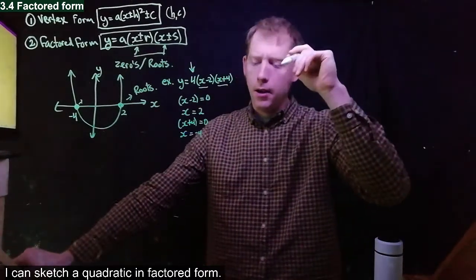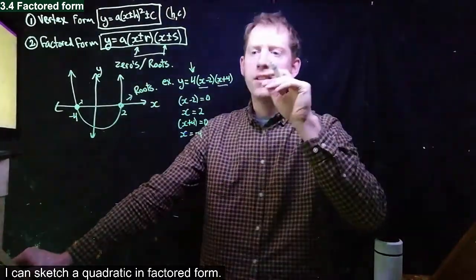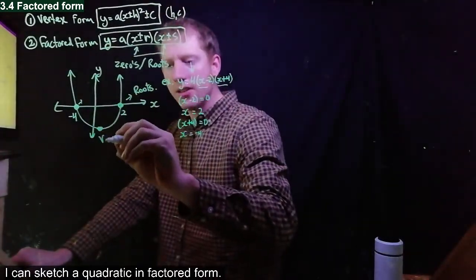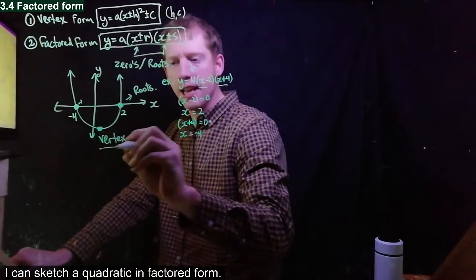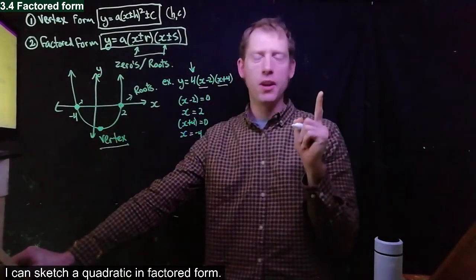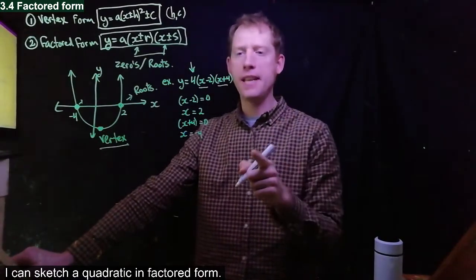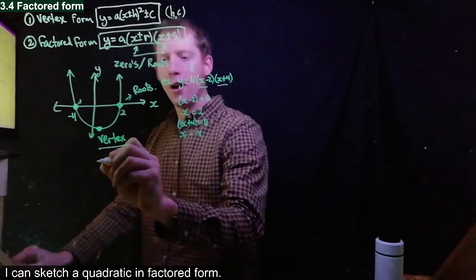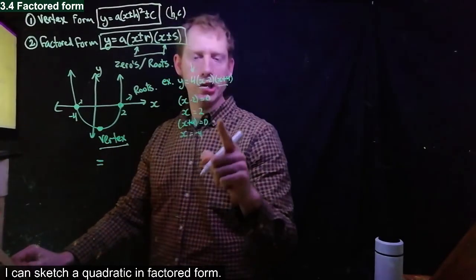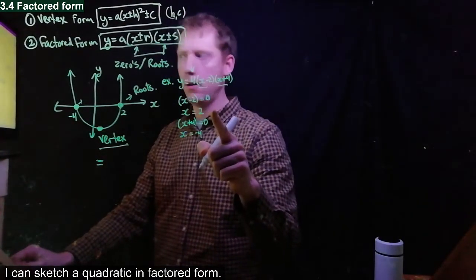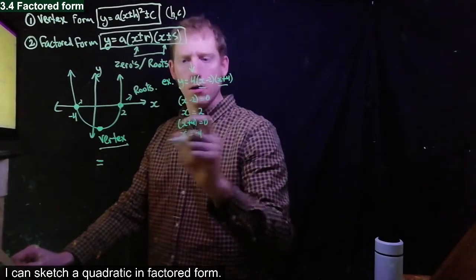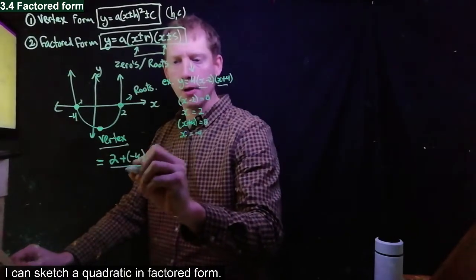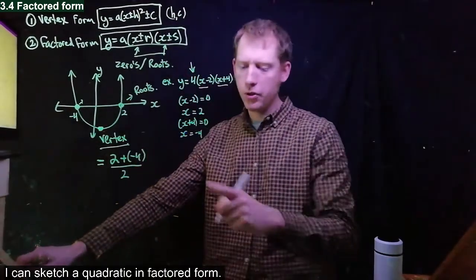The zeros are always in the middle of the vertex. They're always in the middle of the vertex. So you can actually find the location of our vertex by finding the middle of our zeros. Okay? The vertex will be equal to 2 plus minus 4 divided by 2. It'll be equal to the middle point right here.